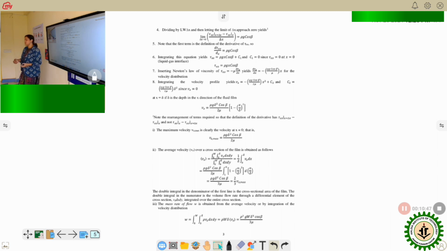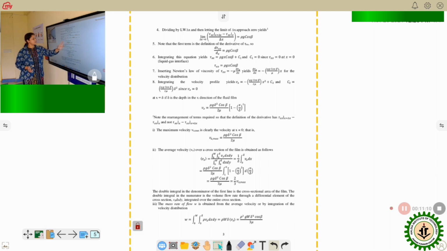Then we solve for different velocity conditions. The first condition is the maximum velocity. The maximum velocity is clearly observed at x equals 0. So putting the value of x in this equation, finally we got Vz max equals rho g delta square into cos beta divided by 2 mu.